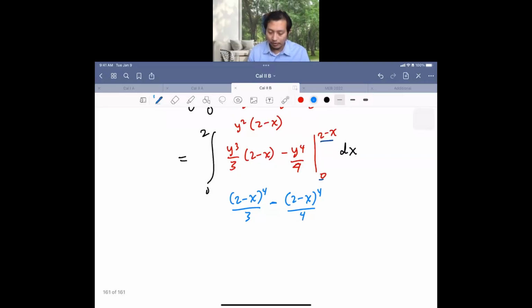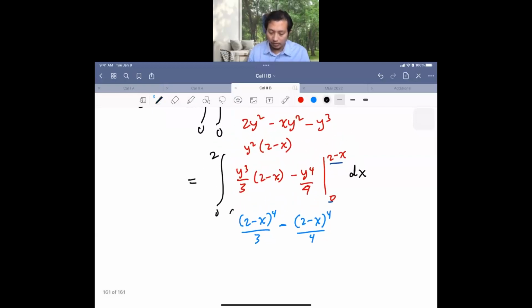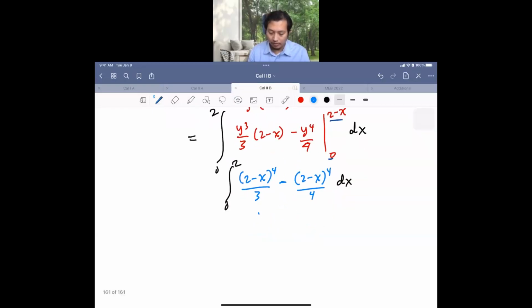And put 0, it's all 0, so this will be still having integral, and this will be 1 over 3 minus 1 over 4, right? So we could have 1 over 12, (2 minus x) with power of 4 dx.